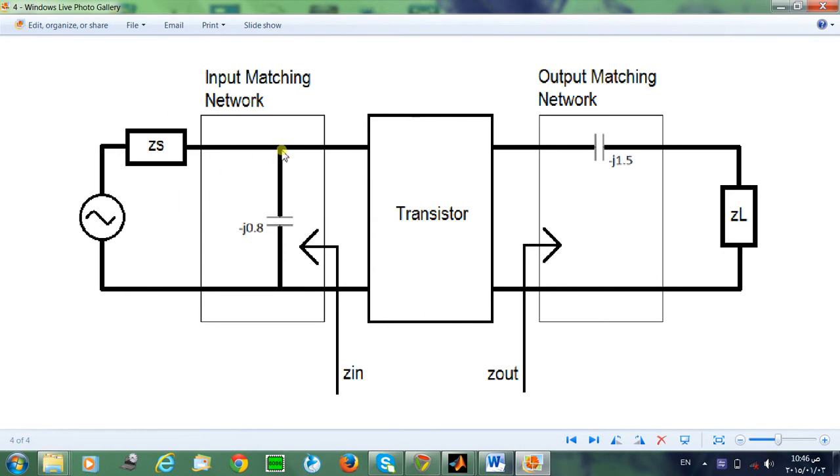As we can see, these values 1.5 and 0.8, we have the entire circuit. At the input, as we said, we're adding a parallel component, which is a capacitor with the value of 0.8, and at the output part, we're adding a series component, which is also a capacitor with the value of 1.5. And now we have the entire circuit. Here's the transistor with the S parameters. We have the input matching circuit and output matching network, with an overall gain of 10.16.